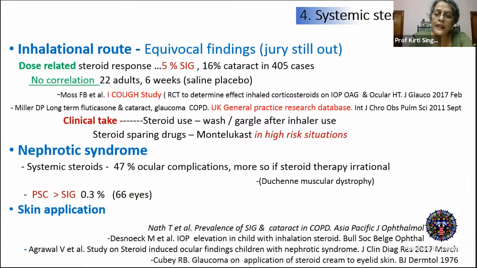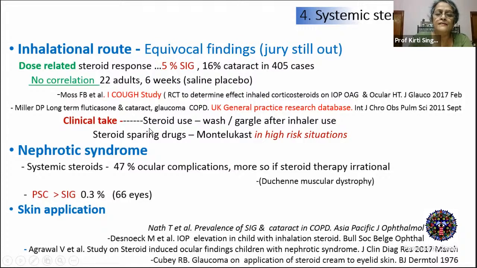Inhalational routes. Now, again, as I was talking about the asthma children, they very often use steroids as the first line of treatment. The jury is still out for this because some studies have found a dose-related steroid response in 5% of the cases, 16% cataract. Some others have found no correlation. The iCuff study found very minimal correlation.